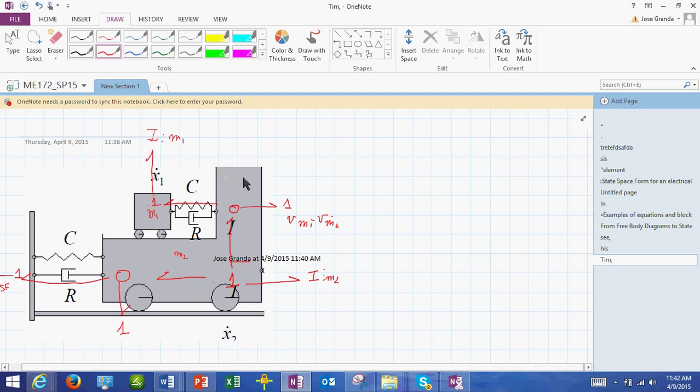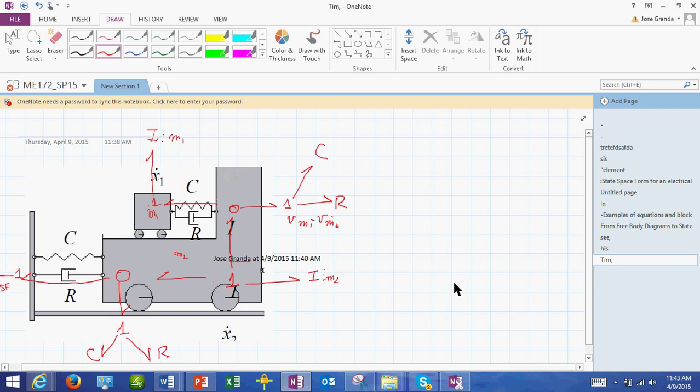Finally, the last step was to attach the C and the R. We attach to the elements that see the difference, like this, and then we attach it to this one, like this. See? There you go. And that's how we built the model for the mechanical system.